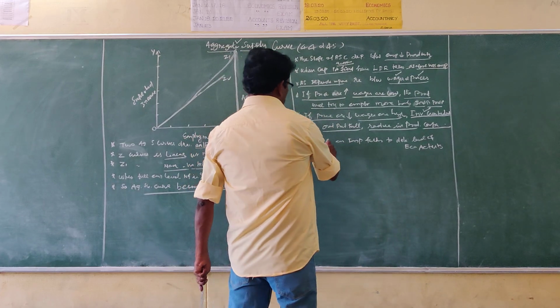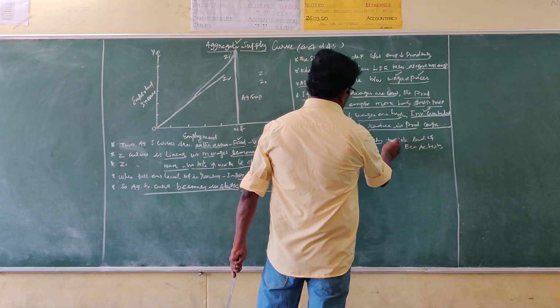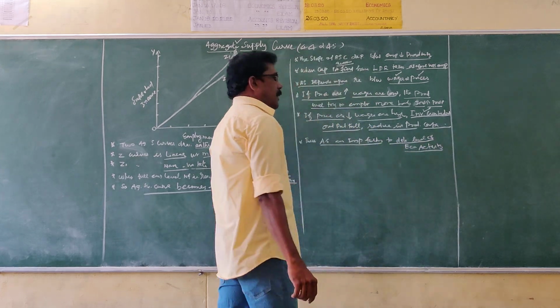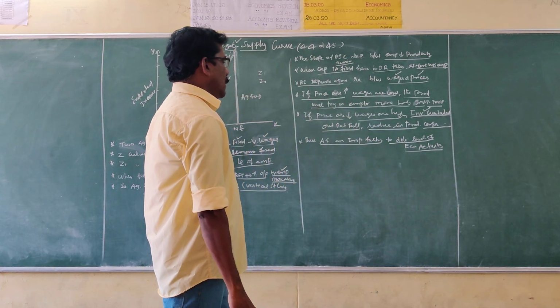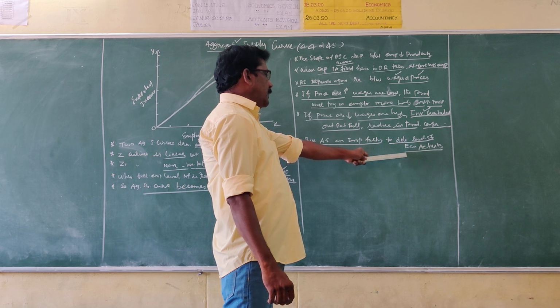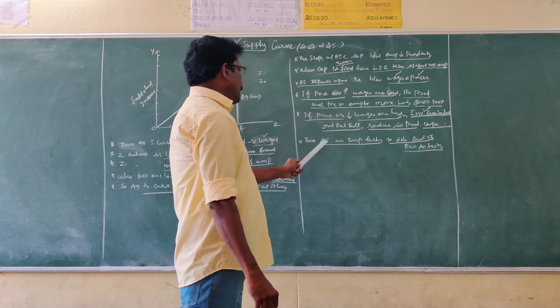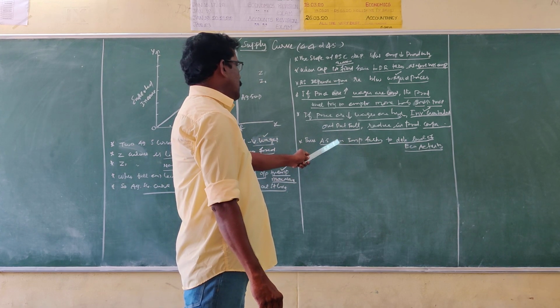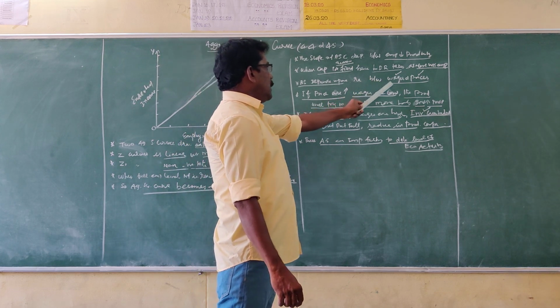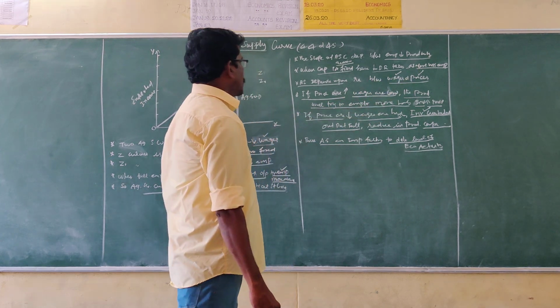Thus, aggregate supply is an important factor to determine the level of economic activity of a country or nation. So the level of economic activity is determined by the aggregate supply factors. The aggregate supply factors are determined by the wages and the price of the commodities.